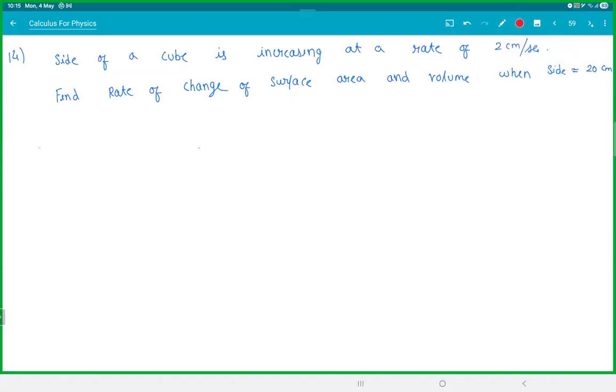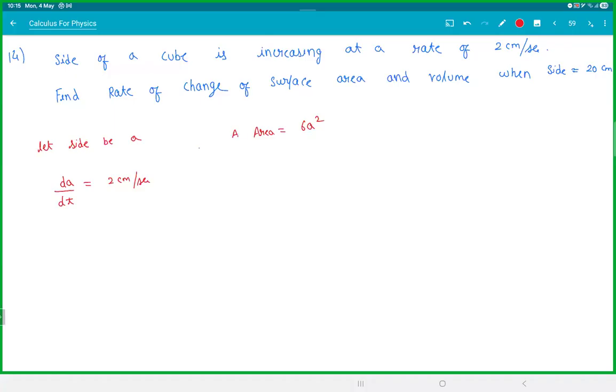So let the side of the cube be a. So what is given in the question? They gave you dA by dt. He said the rate of change of side is 2 centimeter per second. Perfect. You want surface area. The surface area of a cube is 6 times a square. Hope everyone remembers that because there are 6 faces.